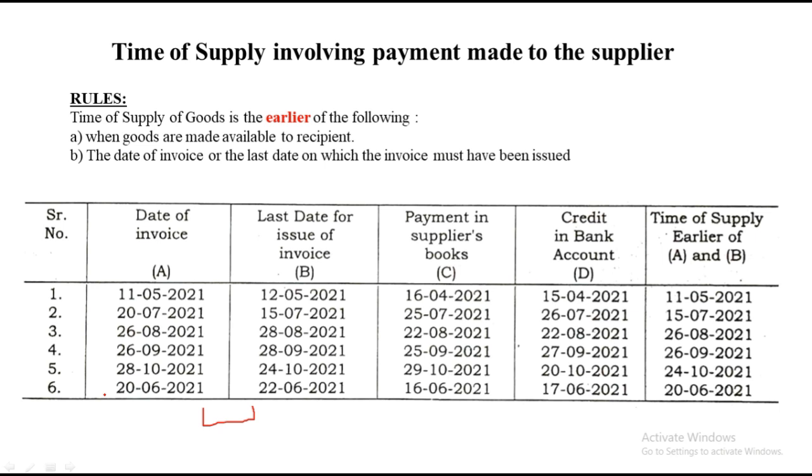Again, very simple. You just have to remember the type of sum. How will you identify it? Whenever there is payment in the supplier's book, it is always based on payment made to the supplier, and the rule is date of invoice or last date of invoice, whichever is earlier. That was the second type. Now we'll jump to the third one. I hope everyone has understood this.